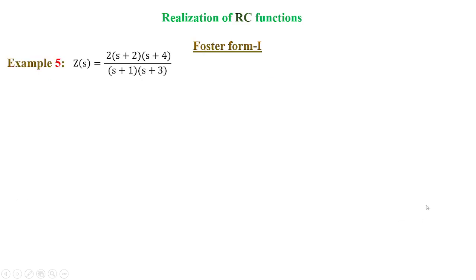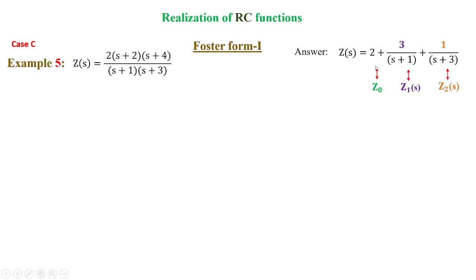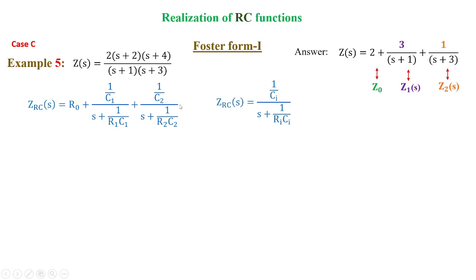Likewise, we can go with another example where we have z of s equal to 2 multiplied by (s plus 4) multiplied by (s plus 2) divided by (s plus 1) and (s plus 3). Let us consider this as case 3 or case C of RC function, where we have the answer shown over here. z of s can be compared with the actual formula of ZRC of s, shown in this particular equation. We have framed this formula based upon RC of s, which is given by 1 by Ci divided by s plus 1 by Ri Ci.